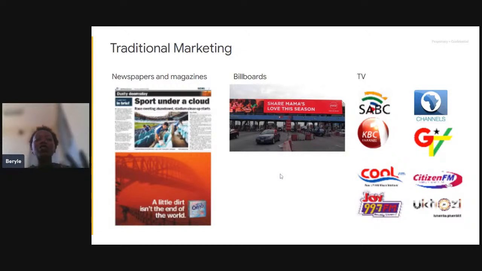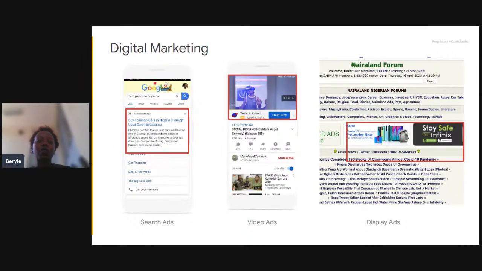So under marketing, there's traditional marketing. We all know there's newspapers, magazines, TV, radio, all these things. They're all traditional marketing. And then under digital marketing, we have search ads, that is search engine marketing. I remember if you joined the previous class, creating your digital marketing plan, we looked at the 6 channels of digital marketing: search engine optimization, search engine marketing, social media marketing, content marketing, display marketing, and email marketing. So digital marketing could be any of those: search ads, video ads, display ads.